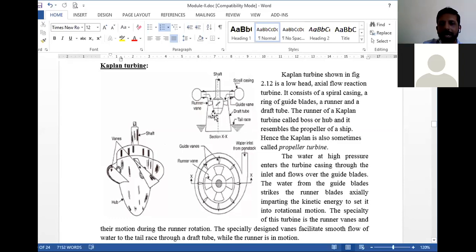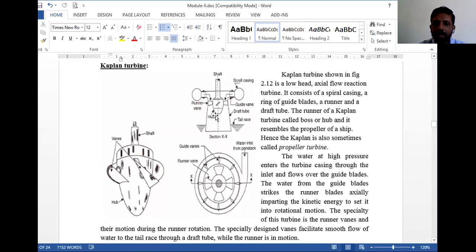So this is what actually happens in a Kaplan turbine. But a Kaplan turbine is used for low head dams. We had studied this in the classification of turbines based on the head of water available.